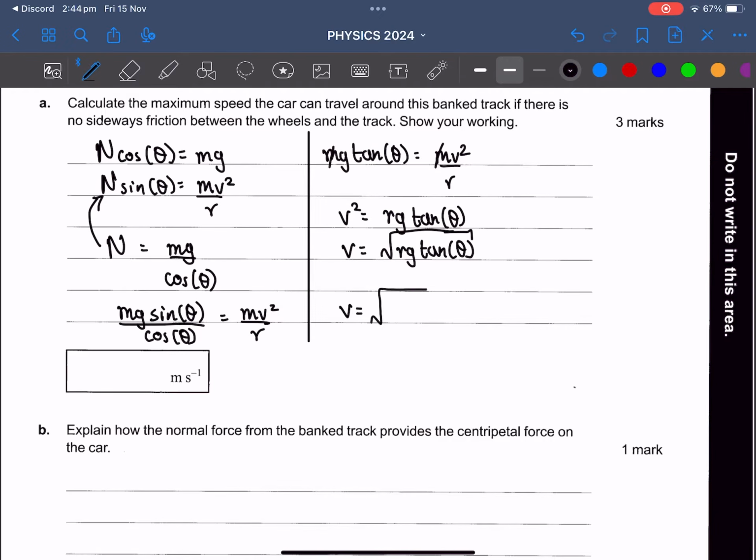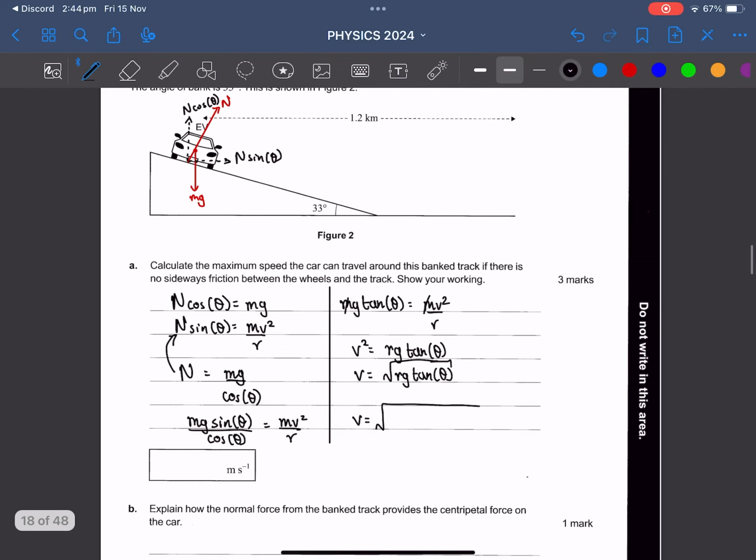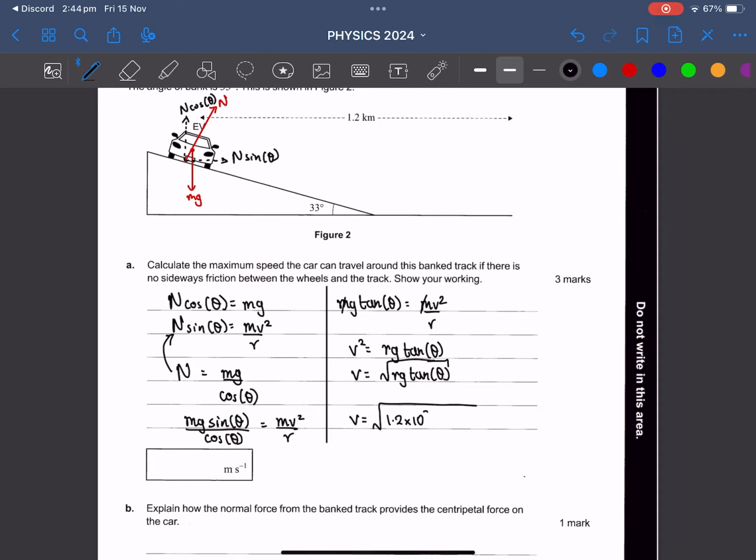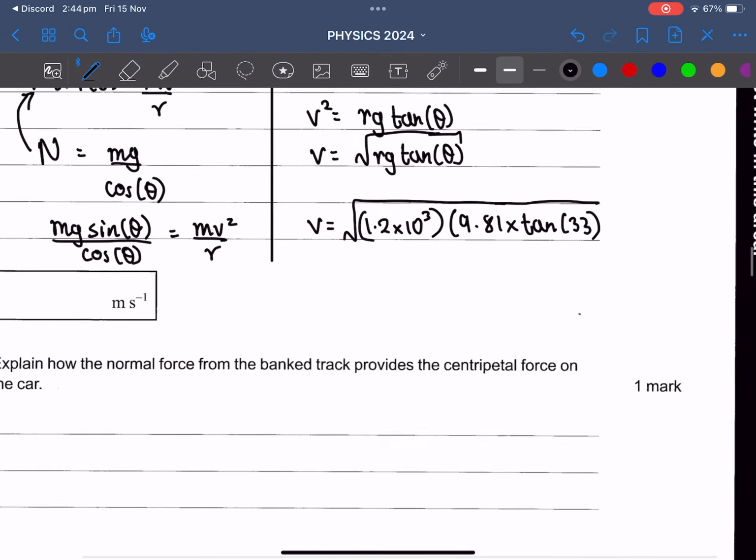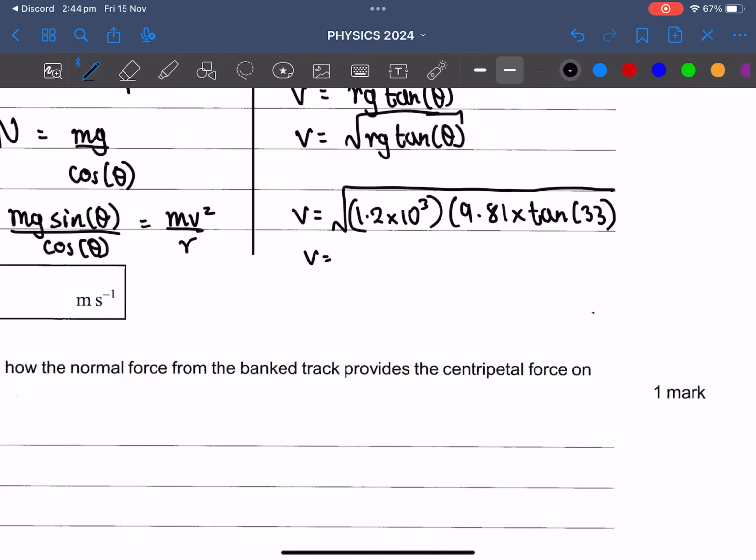So v equals the square root of, what's the radius? 1.2 kilometers, 1.2 times 10 to the 3, times the gravity, 9.81, times tangent of 33. So let me put this in my calculator. So I'll get 1.2 times 10 to the 3 times 9.81 times tangent 33. So I get 87.43 meters per second.